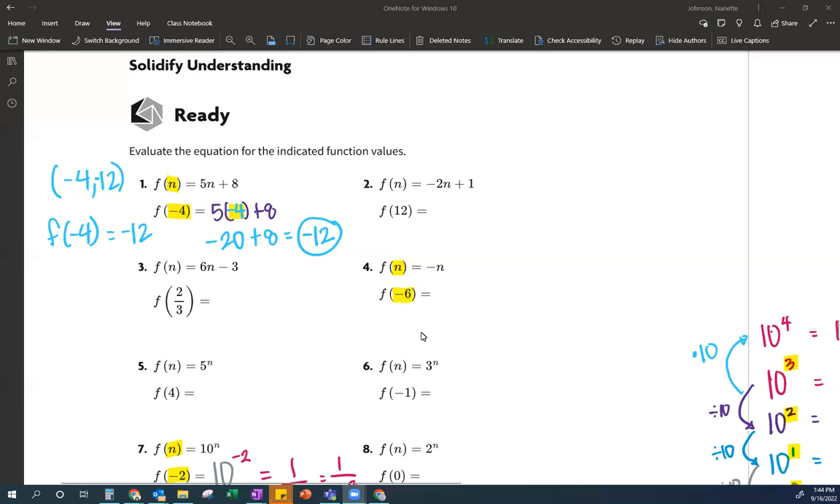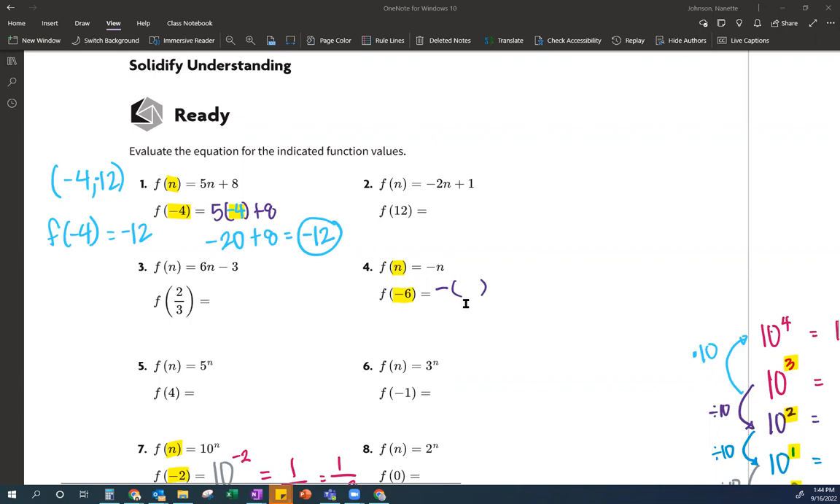So I'm going to copy the negative and I'm going to put a parentheses as my placeholder, meaning put the avocado right in here, Miss Johnson. So instead of that n, what should I put in here? In the chat, can you tell me? Very good. Yes, you will put your -6.